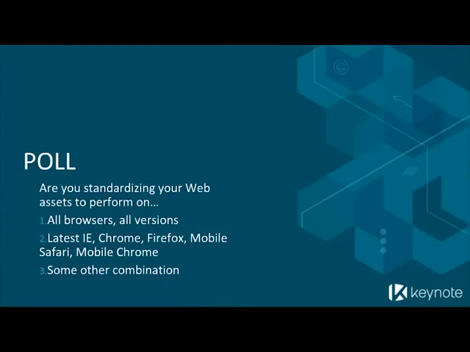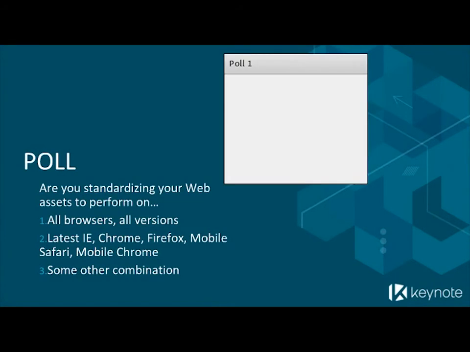So we want to start with a poll. Just as we get to the exciting stuff, we will now interrupt you with a poll, just so you're paying attention. We want to know this because it's important to the way we're building what we're building, which is: are you standardizing your assets for all browsers, all versions? Are you more interested in specific versions, like the latest IE, the latest Chrome, the latest Firefox? Or is it some other combination?